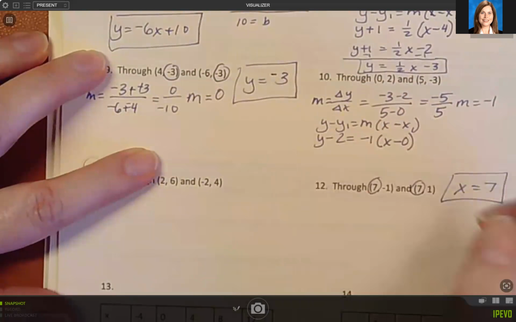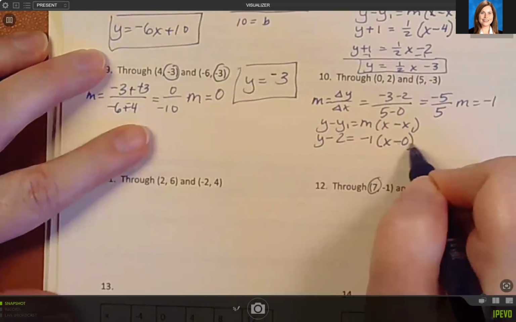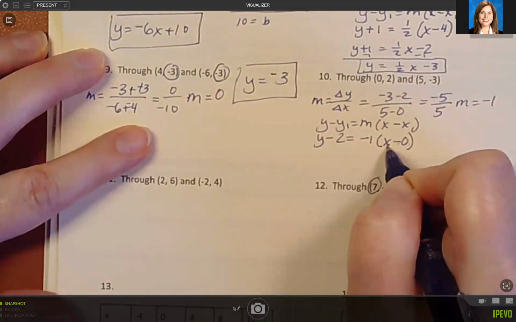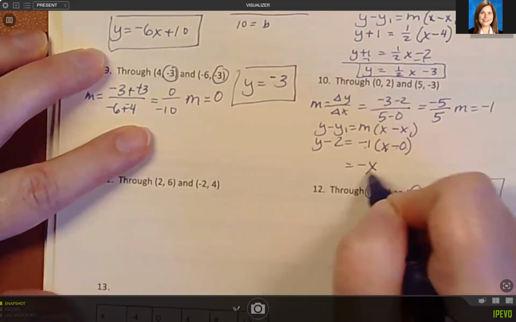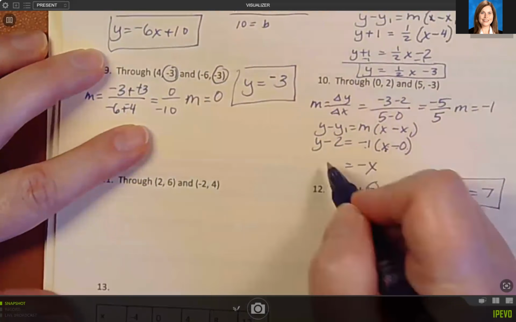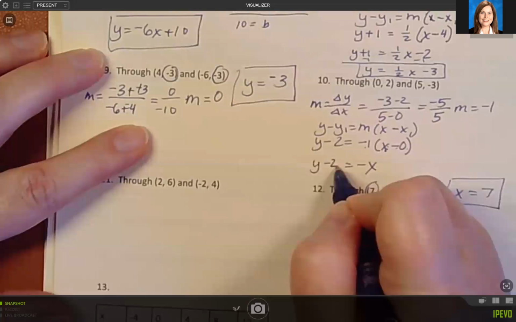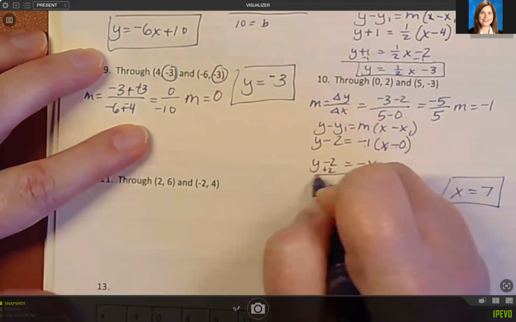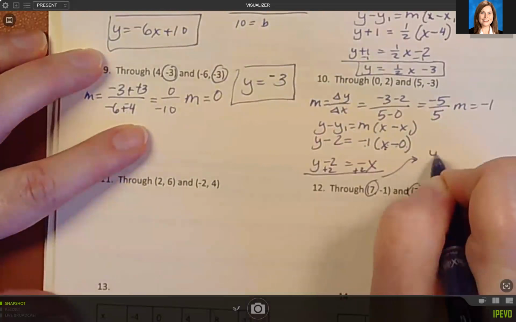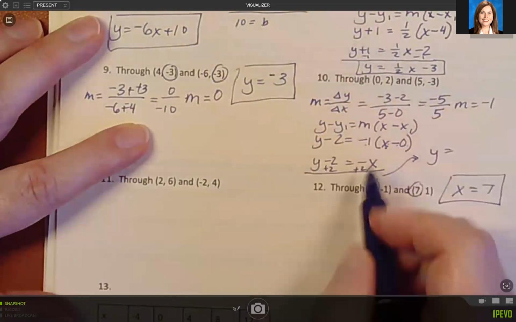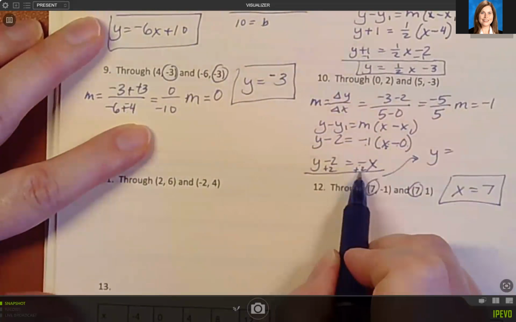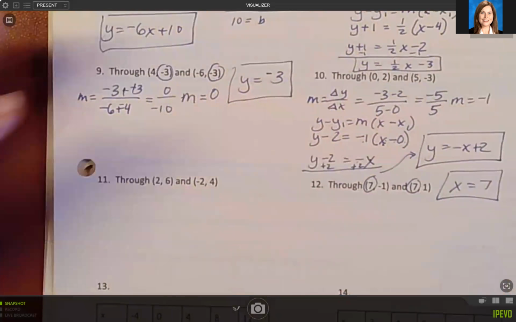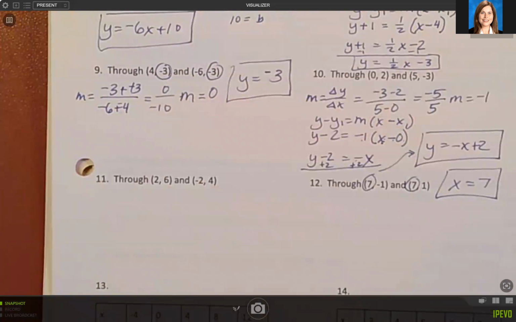Okay, so here I don't really need to distribute. I can just do x minus 0 as x. Okay, -1 times x is just -x. And then I bring down the y minus 2 equals, then I add 2 to each side to get y equals, and I'll just write this here so it's not so crowded, y equals -x plus 2. All right, and then let's look ahead to number 11.